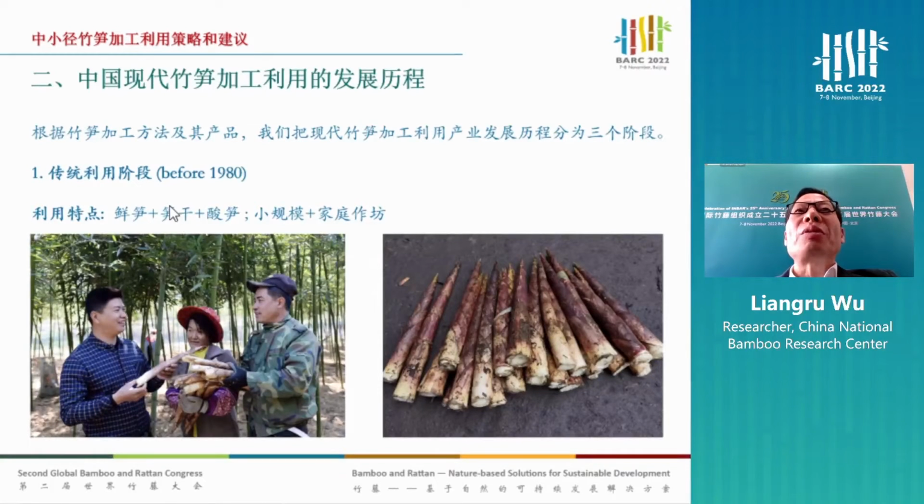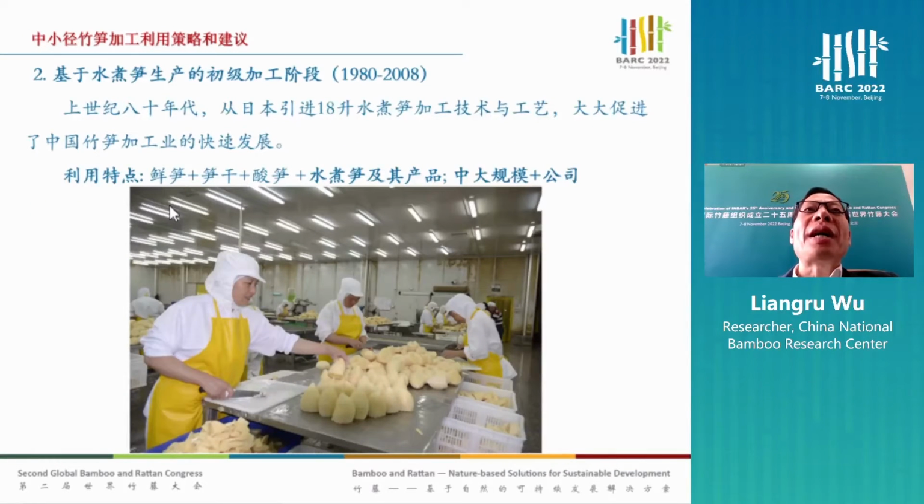Second, I would like to introduce the development of modern bamboo shoot processing and utilization in China. First is the traditional utilization stage before 1980. Usually, we sold fresh shoot, dried shoot, and preserved shoot. Then the second phase is from 1980 to 2008, when we introduced the Japanese process to cook bamboo shoot, which accelerated the bamboo shoot processing industry.